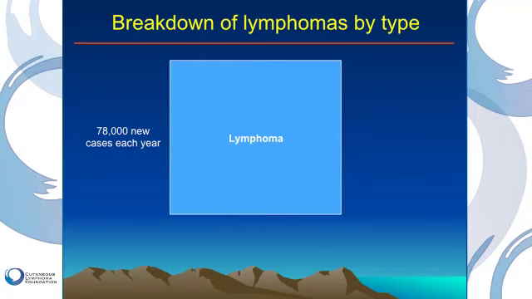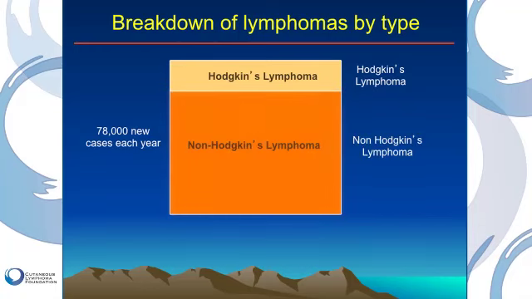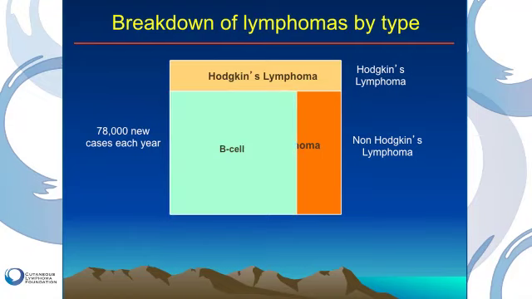Every year, there are about 78,000 to 80,000 cases of lymphoma diagnosed in the United States. Of those, a minority are represented by Hodgkin's lymphoma, and the rest are non-Hodgkin's lymphoma. As we already discussed, many of the non-Hodgkin lymphomas are B-cell lymphomas. The rest are T-cell lymphomas, and then a very small group of natural killer cell lymphoma and other types.